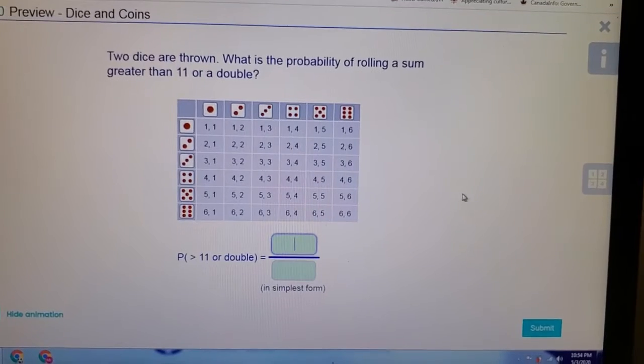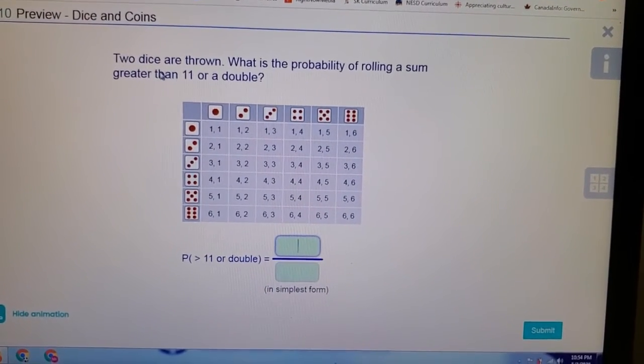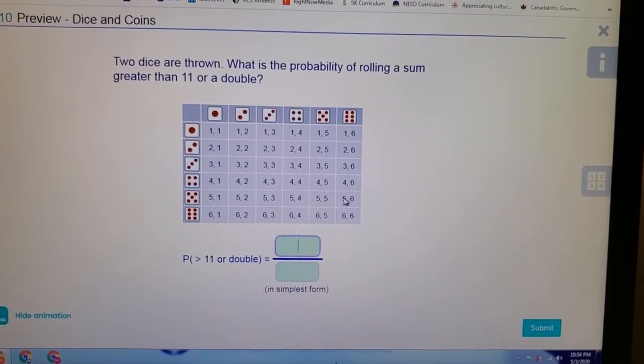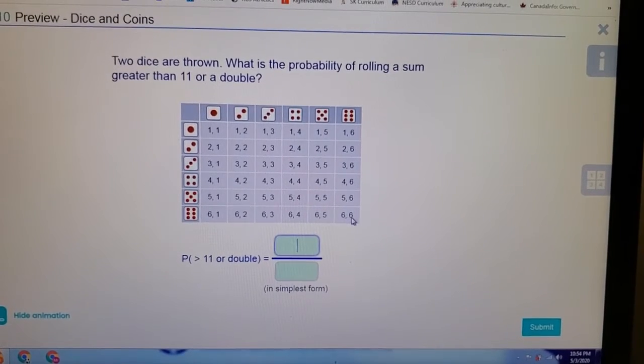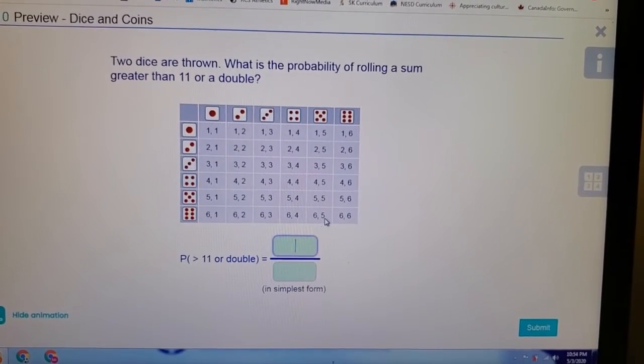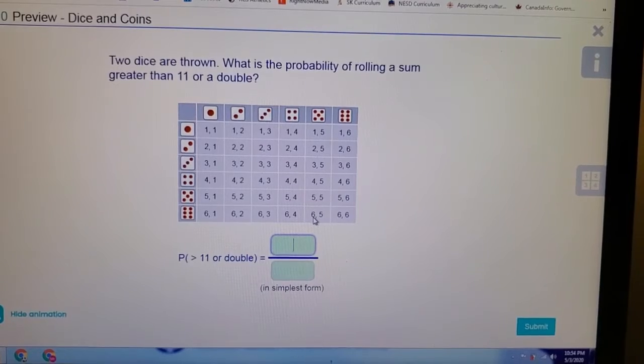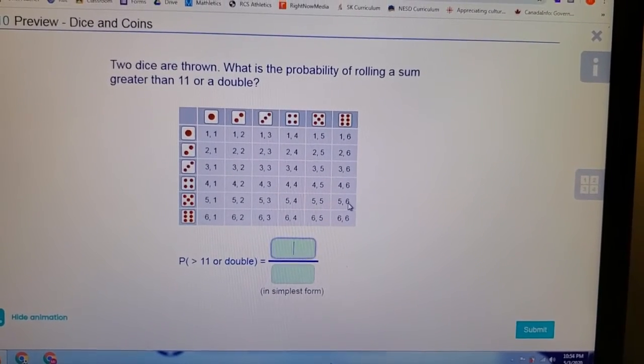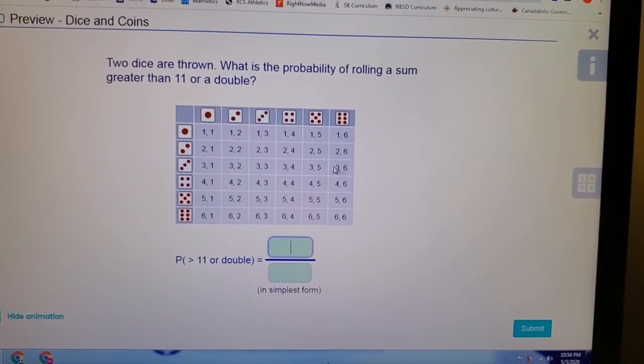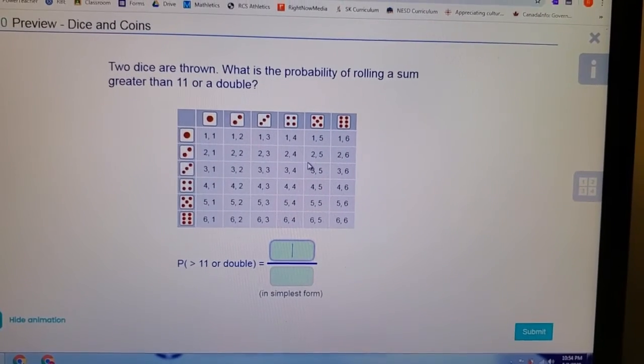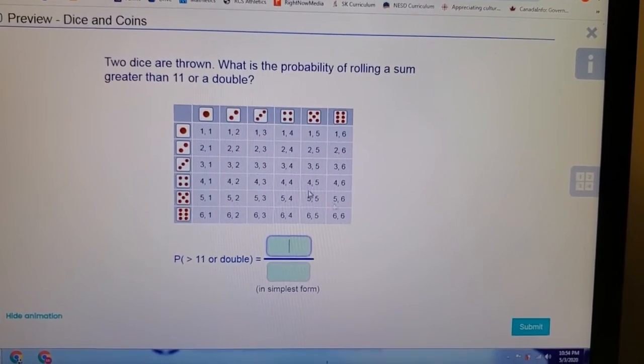So looking here, which ones would have a sum greater than 11? Well, let's go to the one where it's the biggest numbers. 6 and 6 would be 12, so that's greater than 11. 5 and 6 is 11, so that's not greater than 11. And as we keep going down, it's going to be less and less and less. So there's only one of those.